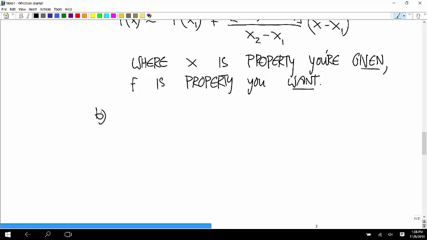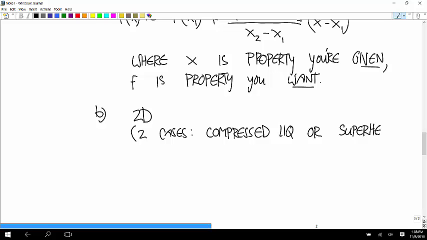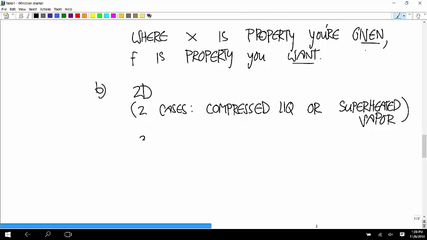And then for B is a 2D interpolation. You use a 2D interpolation if you're dealing with a compressed liquid that's not at saturation, or a superheated vapor, in the case that you're not lucky with one of those values, neither of them falls on a value that's given in the table. And for that, you do it in 3 steps.